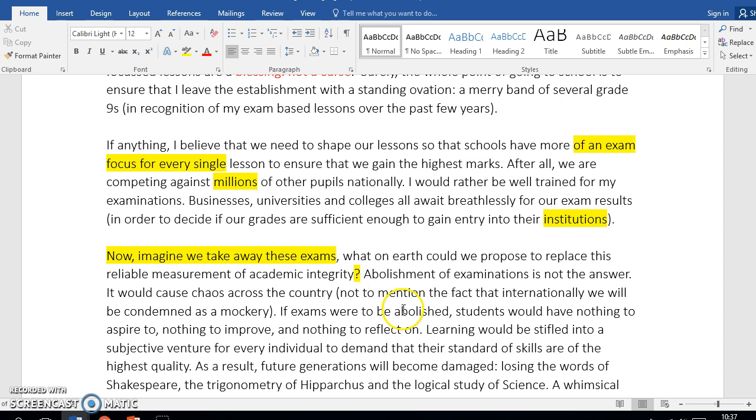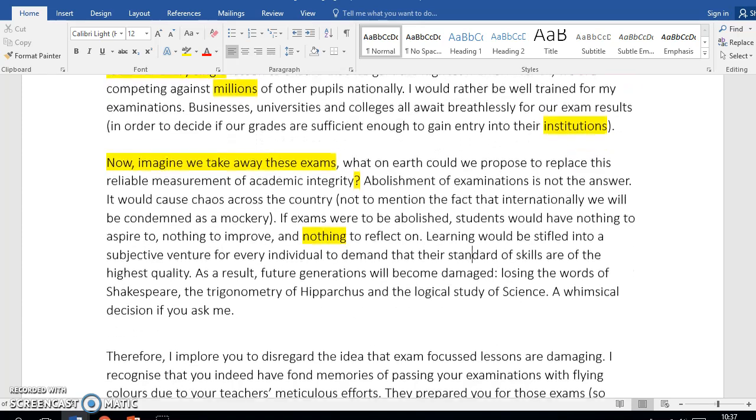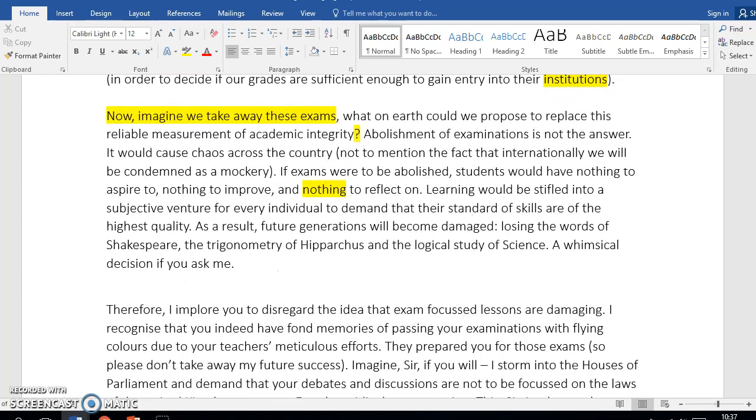"If exams were to be abolished", so it continues to explain, "students would have nothing to aspire to, nothing to improve, and nothing to reflect on." You've got that list of three and the repetitive use of that first word, really creating the sense of rhetoric in that sentence. "Learning would be stifled into a subjective venture for every individual to demand that their standard of skills are of the highest quality. As a result, future generations will become damaged."